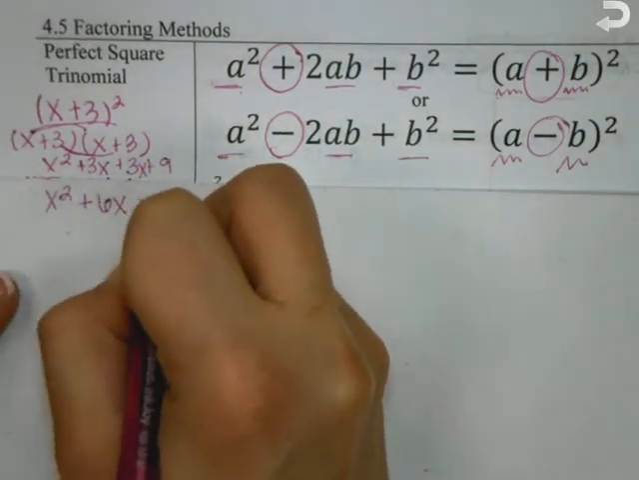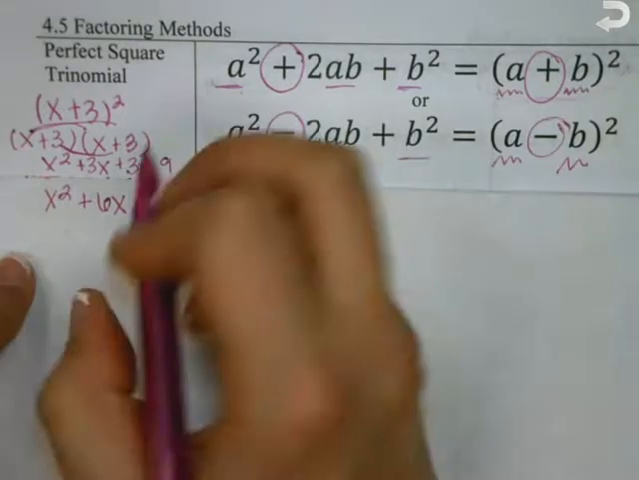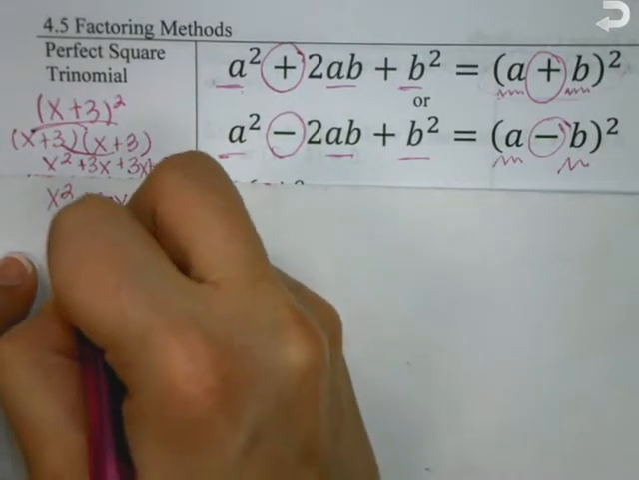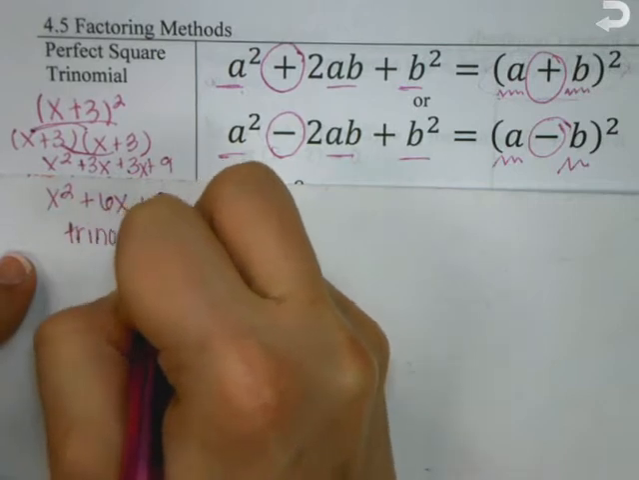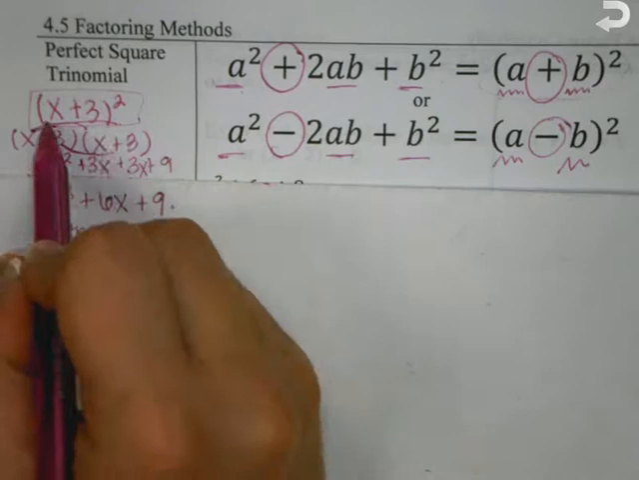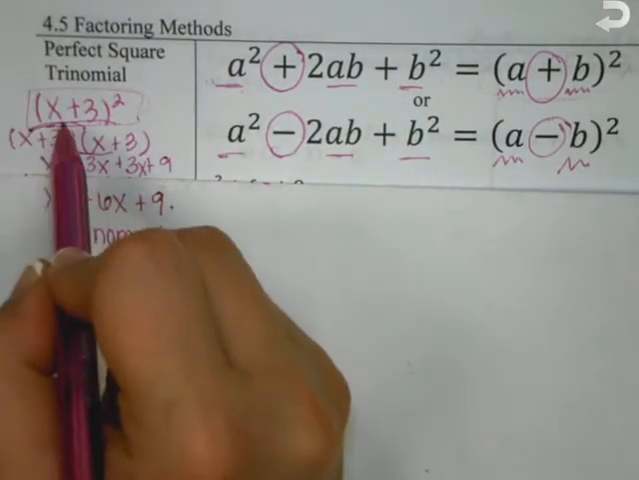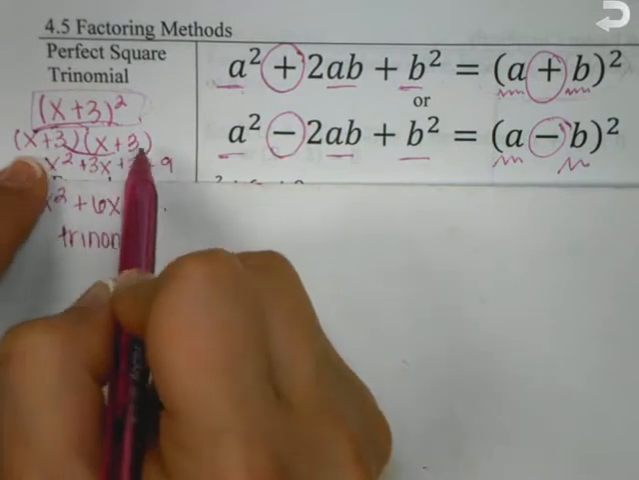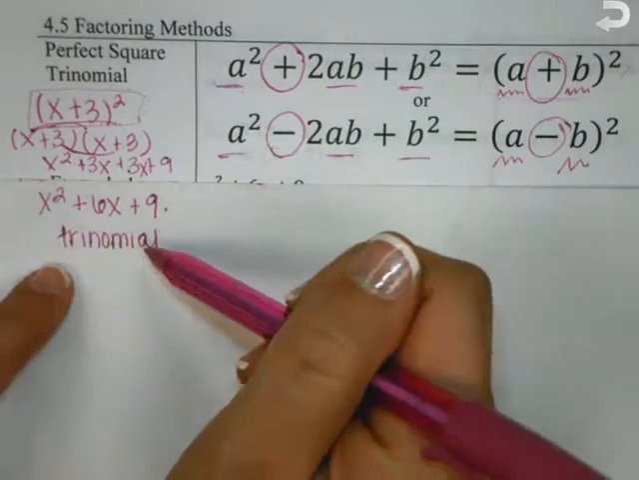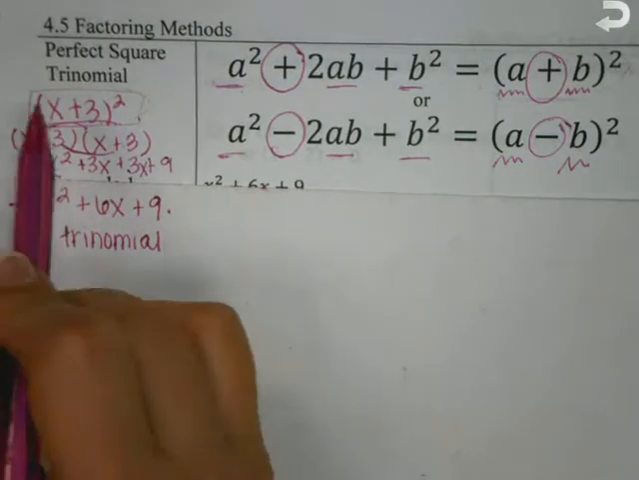Okay. This thing has 3 terms, so it's called a what? Trinomial. But why is it called a perfect square trinomial? Look at our original problem. X plus 3, all of that squared. Is this a perfect square? Yeah, because it's the same thing multiplied by itself. So it's called a perfect square trinomial because our answer is a trinomial and our problem is a perfect square.